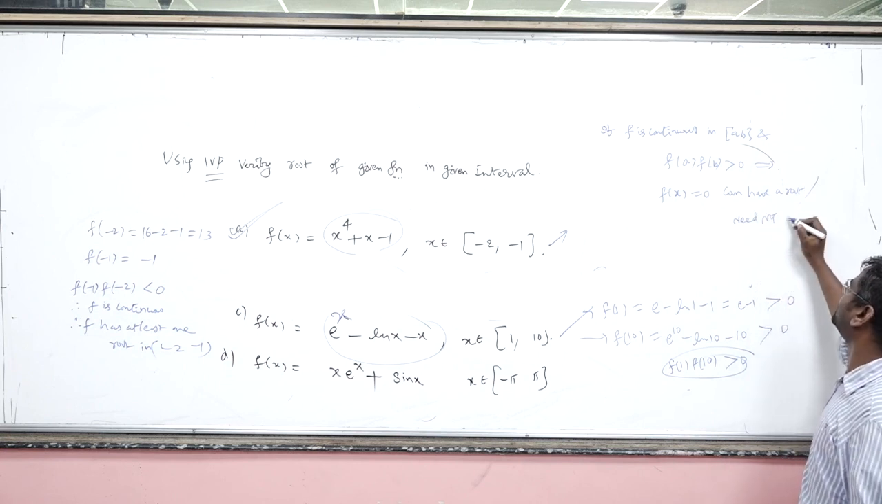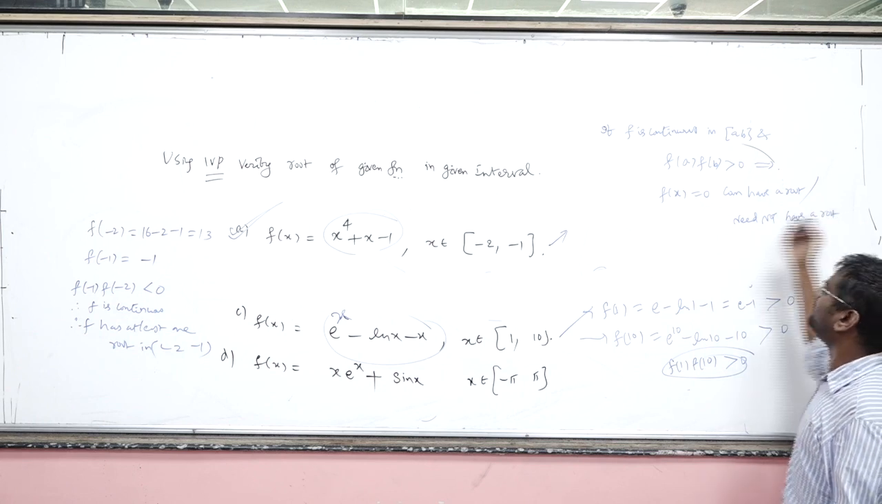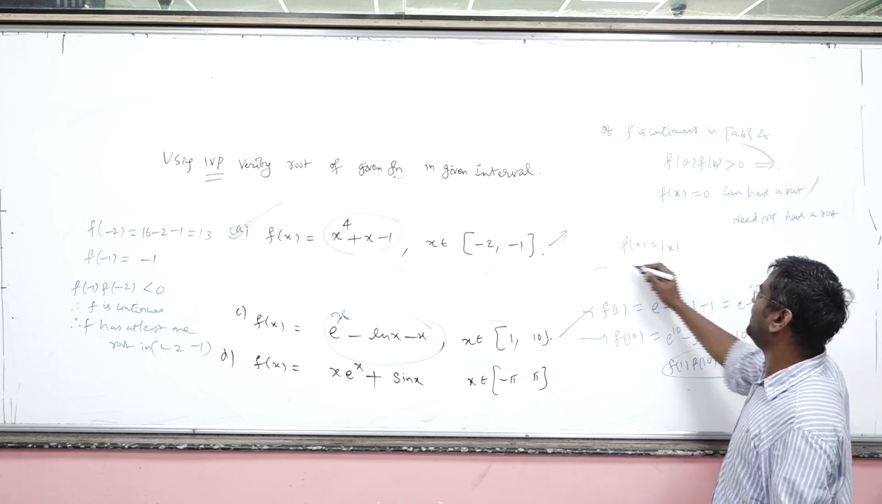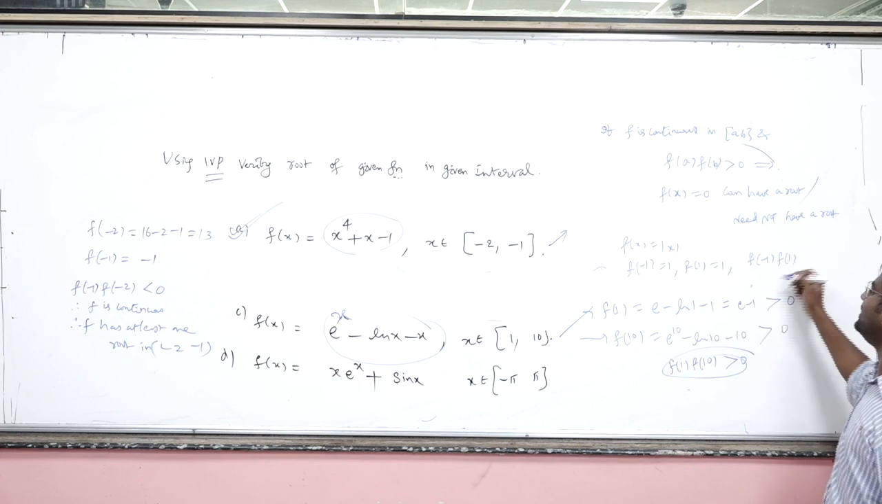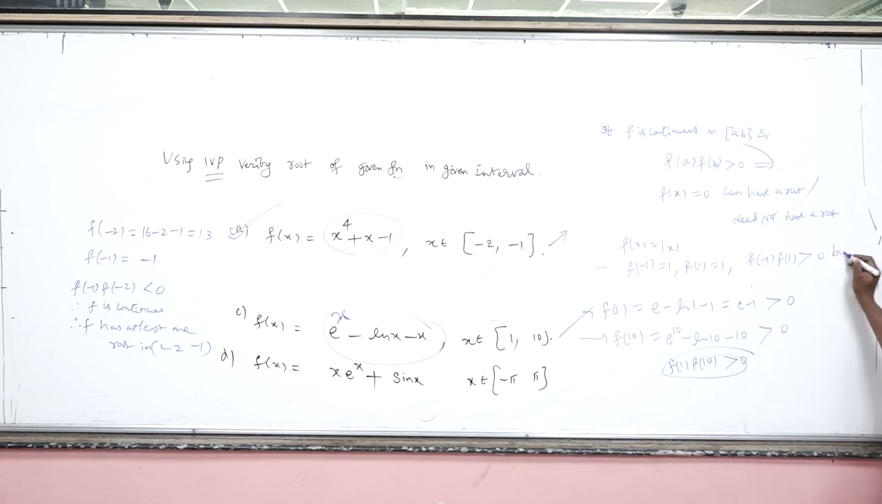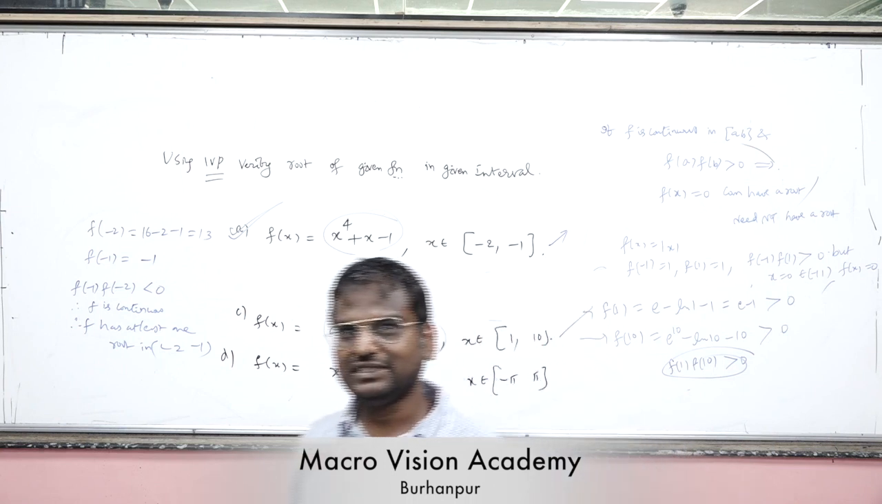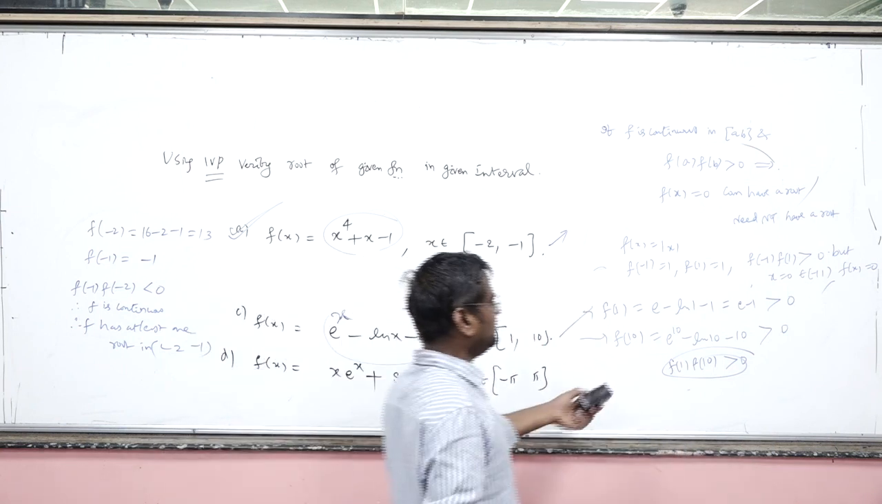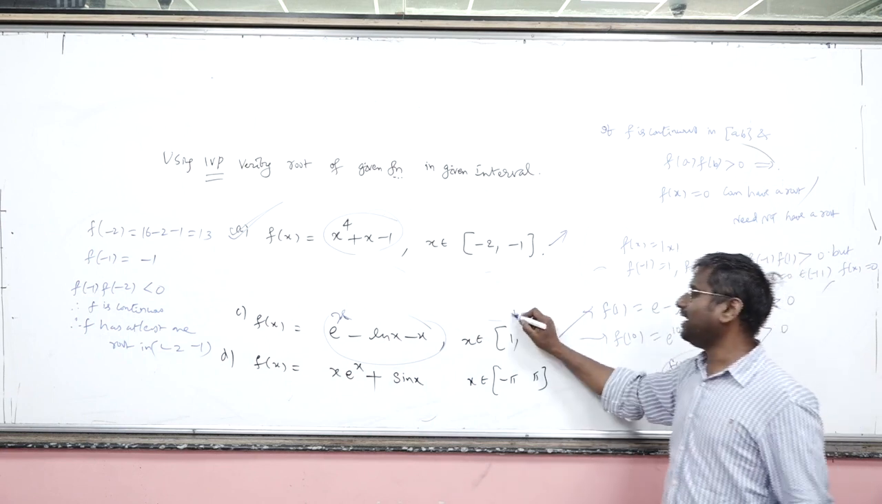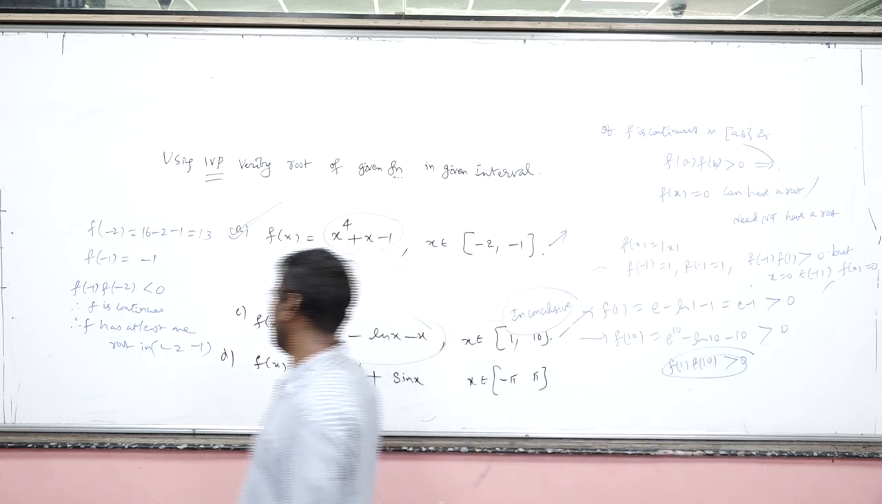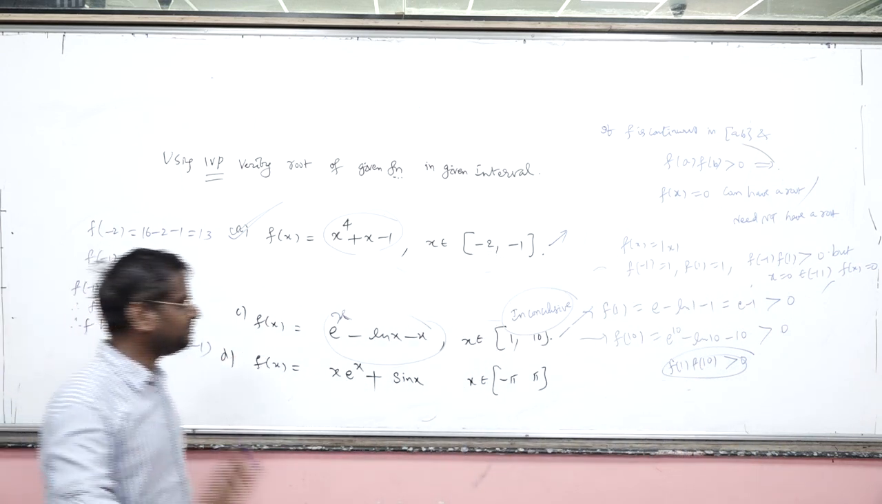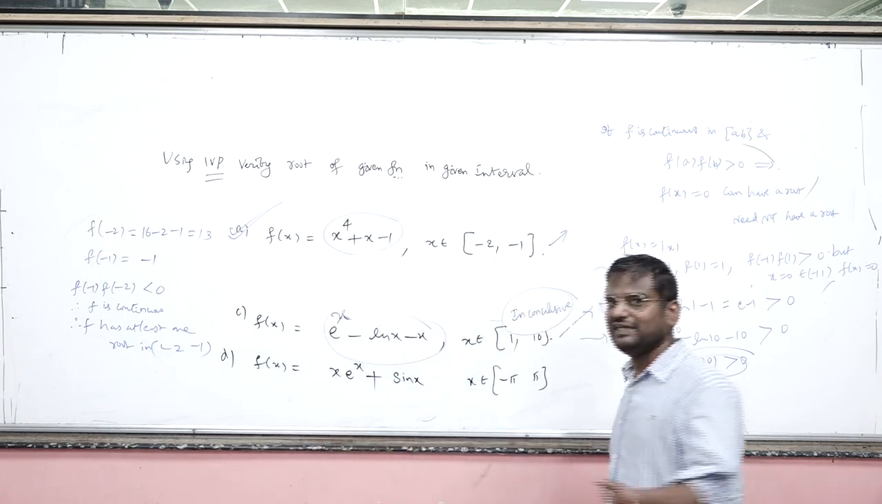There is no solid conclusion. Need not have a root. Best example, you take mod x. The product f of minus 1 into f of 1 is greater than 0, but you see at x equal to 0, which belongs to minus 1 to 1, f of x equal to 0. So the converse need not be true. So fa into fb greater than 0 will not yield you anything. So I would say IVP is inconclusive here. So I can't answer this based on that. You have to use some other techniques, some advanced calculus, that we will learn later.